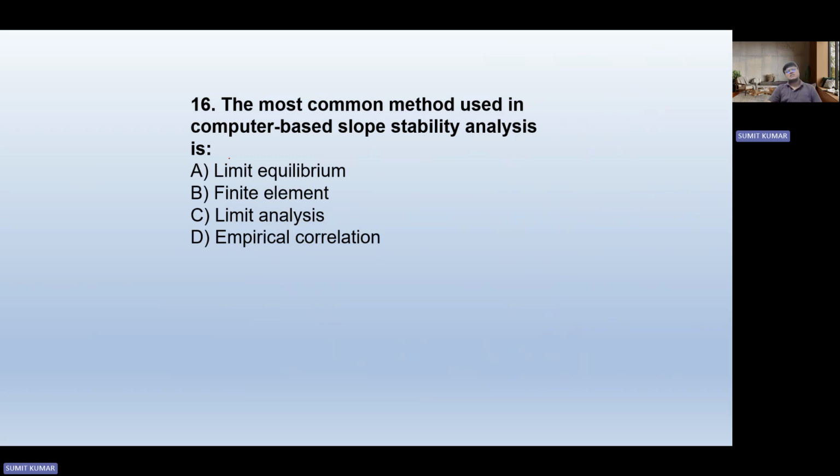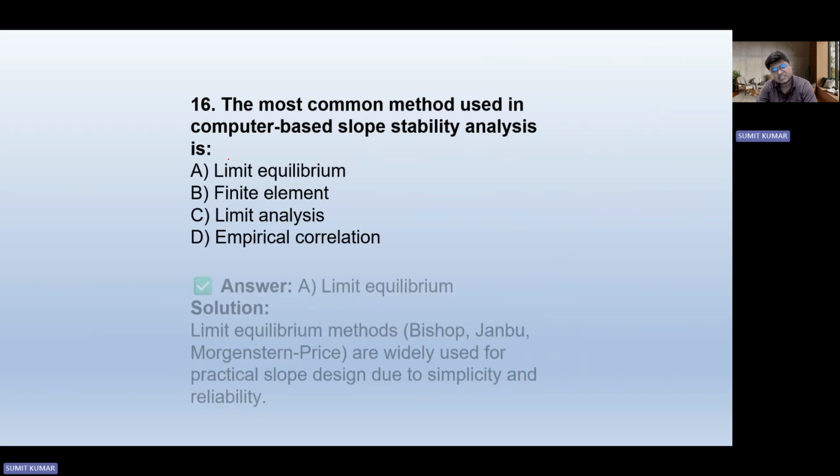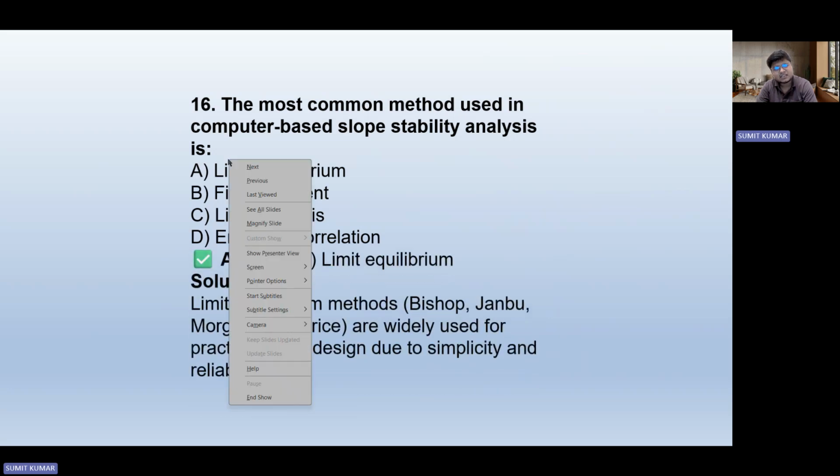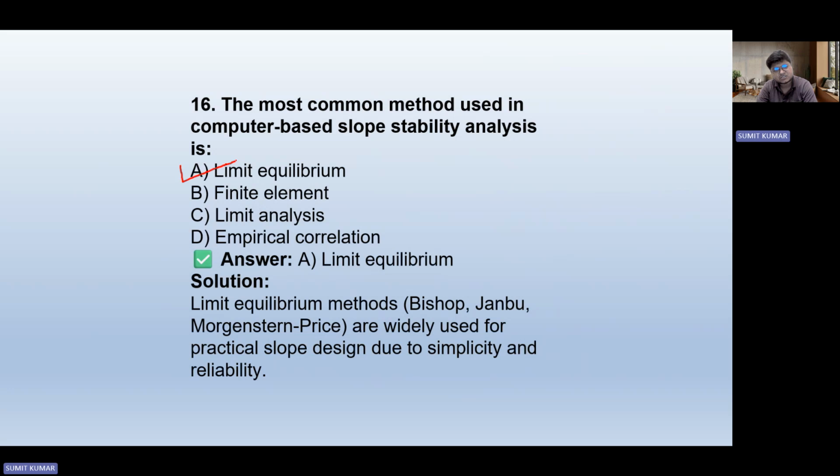The next question is: the most common method used in computer-based slope stability analysis is the limit equilibrium, finite element, limit analysis, or empirical correlations. So the most common is option A, the limit equilibrium method, which we use in many analysis methods.